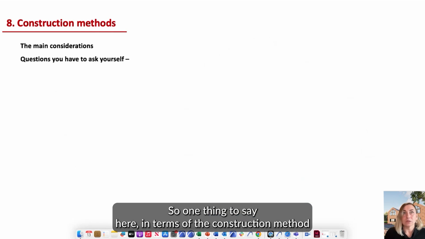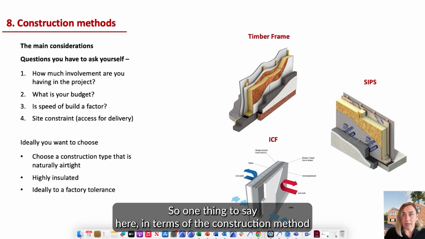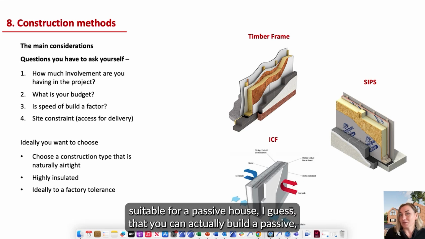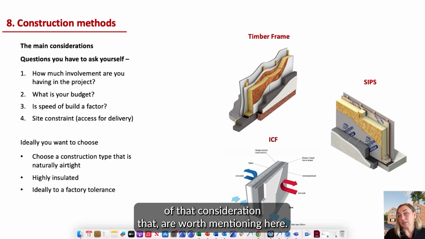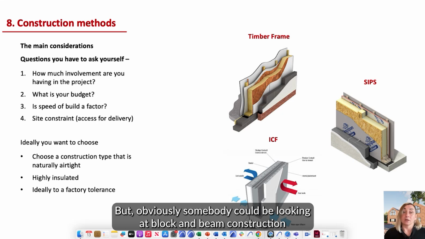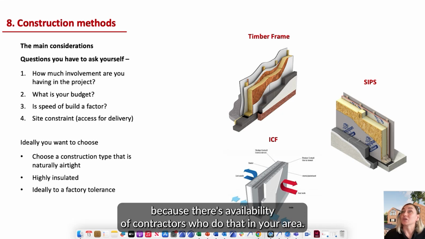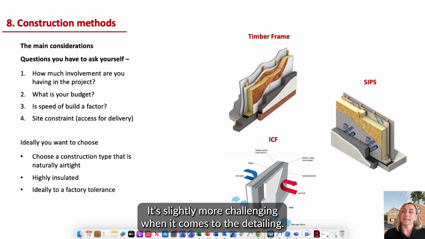So one thing to say here in terms of the construction method suitable for a passive house, I guess, is that you can actually build a passive house with any construction method. And there are other aspects of that consideration worth mentioning here. Somebody could be looking at block and beam construction because there's availability of contractors who do that in your area, and of course you can do that. It's slightly more challenging when it comes to the detailing.